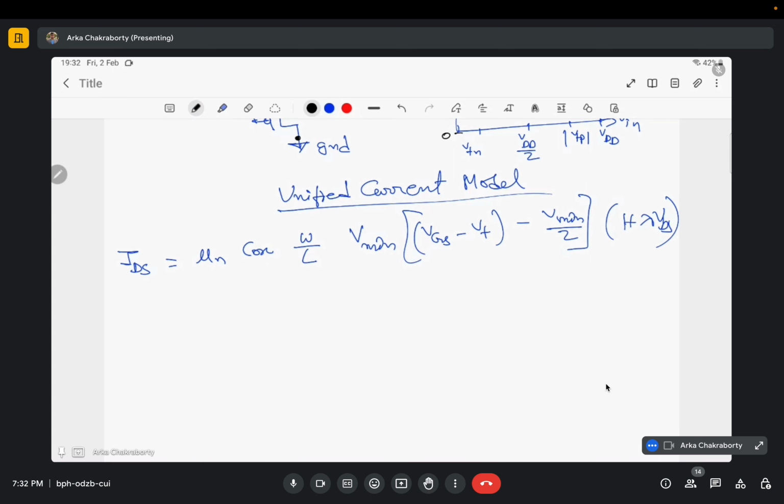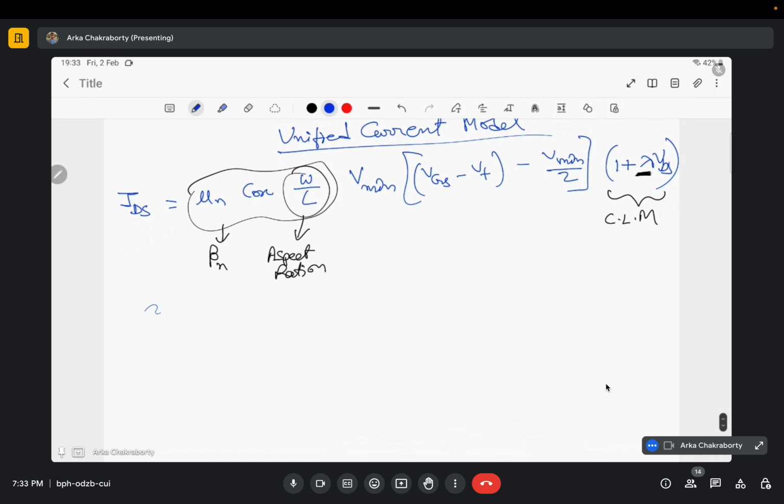Now let us look into all the terms. First of all, this term comes due to channel length modulation. This is the CLM coefficient. It is an empirical model parameter, called the channel length modulation coefficient, lambda. This is not H, this is 1 plus. Second, this term you have learned as beta n, and this is the aspect ratio.